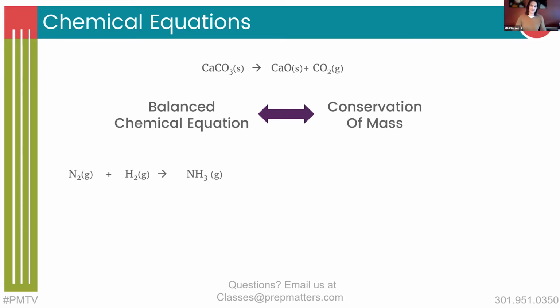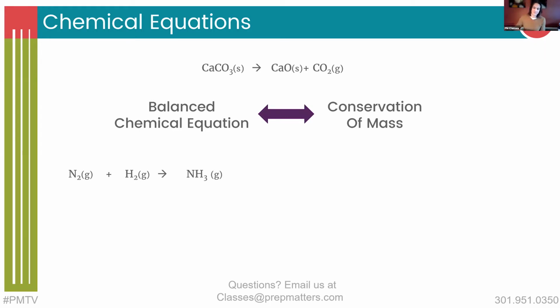So here's another equation. Nitrogen plus hydrogen goes to ammonia. This is actually an incredibly industrially valuable equation. This is actually how ammonia is made at high temperatures and pressures. So this is happening a lot in chemical processing plants all over the country and world. Is it balanced? Well, no, of course not.